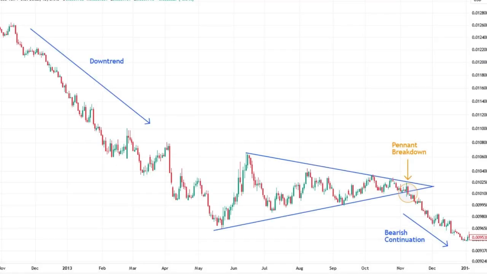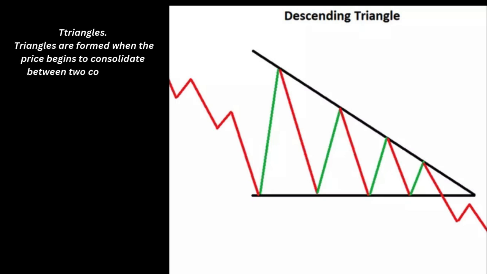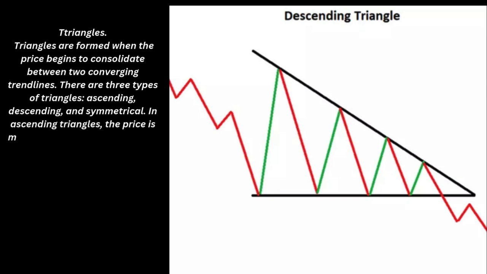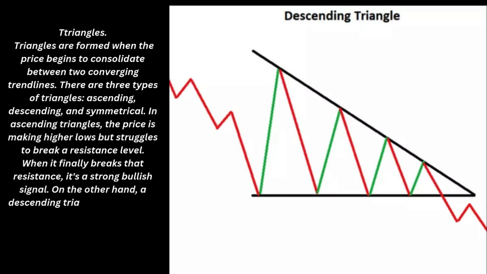Let's talk about triangles. Triangles are formed when the price begins to consolidate between two converging trend lines. There are three types of triangles: ascending, descending, and symmetrical. In ascending triangles, the price is making higher lows but struggles to break a resistance level. When it finally breaks that resistance, it's a strong bullish signal. On the other hand, a descending triangle shows lower highs with a consistent support level, which often leads to a bearish breakdown.